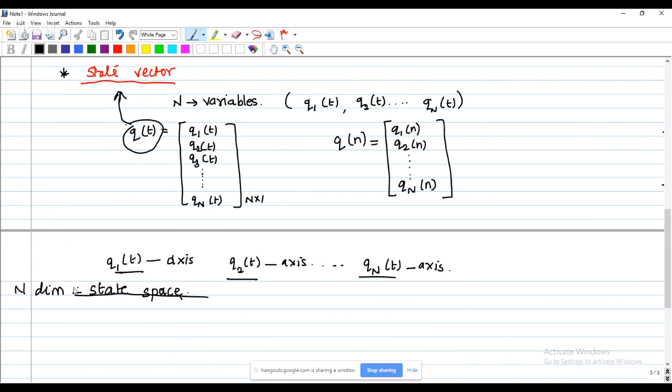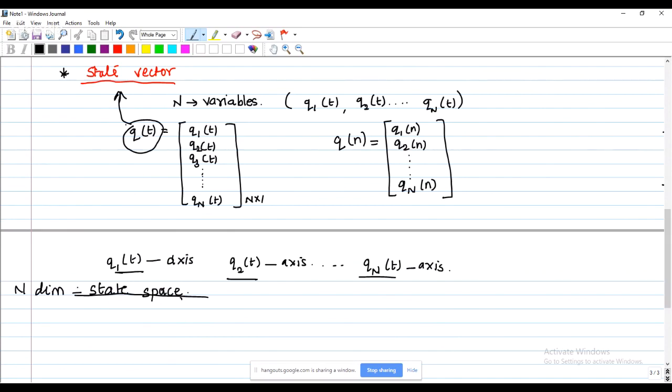So we have state, then state variables, then state vector, and state space. We know what a state is. State is the information provided by a system. The variables which provide that information are called state variables. A collection of such variables is called a state vector, and the axes of such vectors create a space which we call a state space.